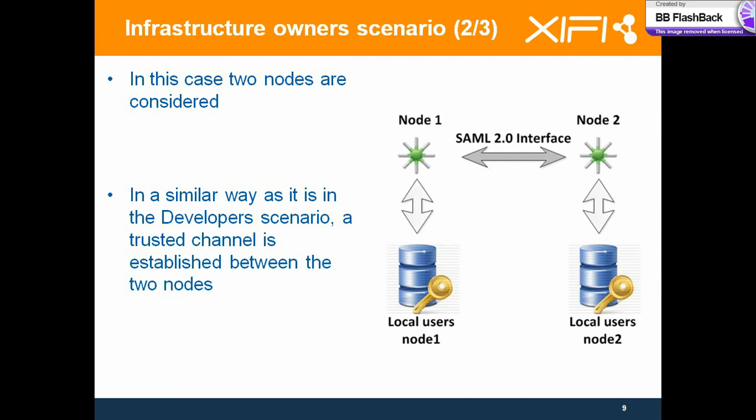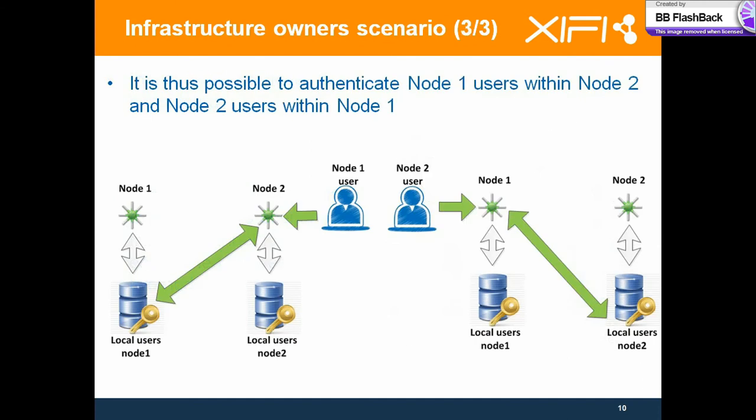As it was done for the developer scenario, we need to establish a trusted channel between the nodes, and this is still based of course on the SAML 2.0 protocol. And this ends up in having a kind of cross authentication between the nodes, meaning that node 1 users can then access the node 2 services and the other way around. So the node 2 users can then access the node 1 services.